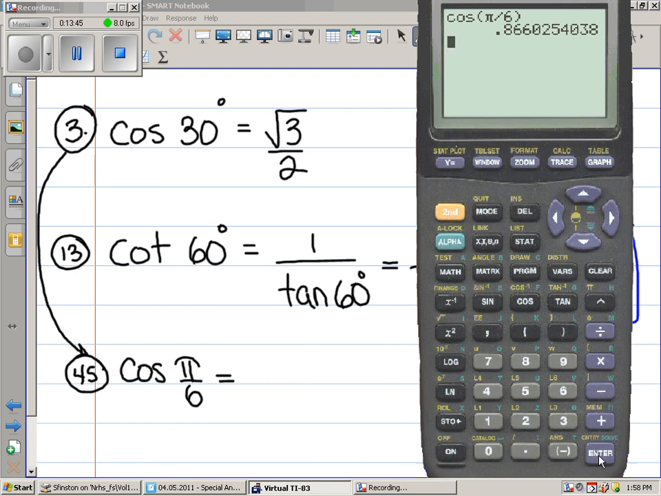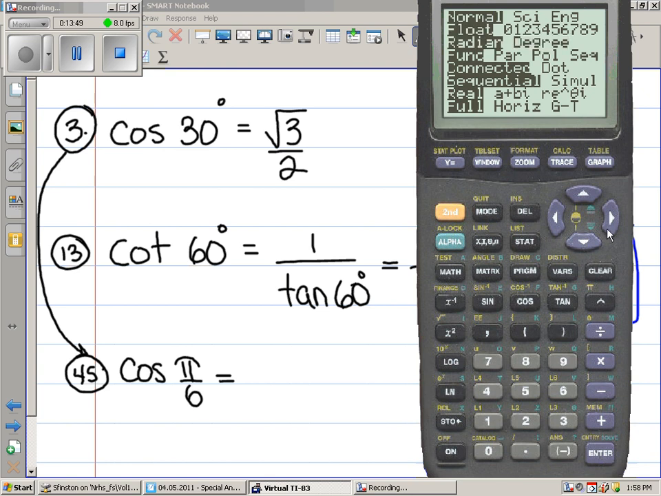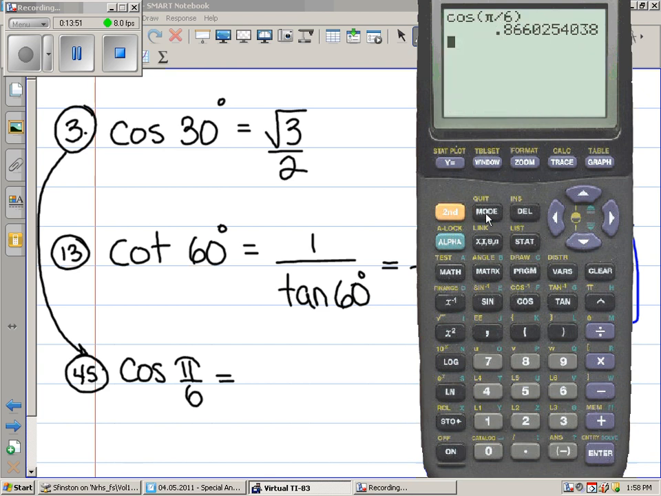If you want to do it from a degree perspective, then make sure your calculator is in degree mode, and do cosine. How much is pi in terms of degrees? 180. And what's 180 divided by 6? 30. It's the same number. Do you understand? Good. And so who lives in the 866?